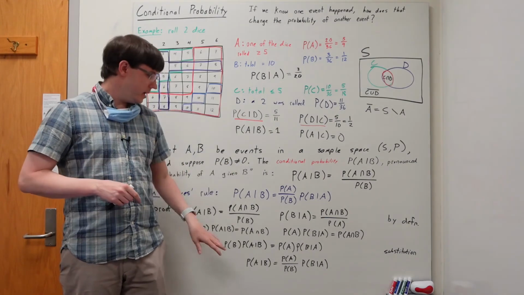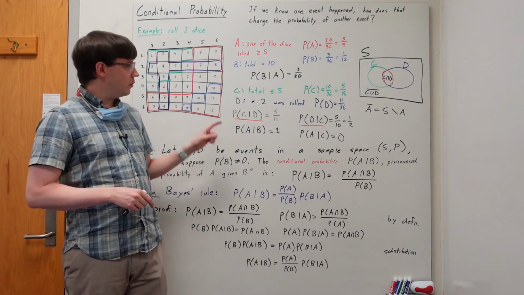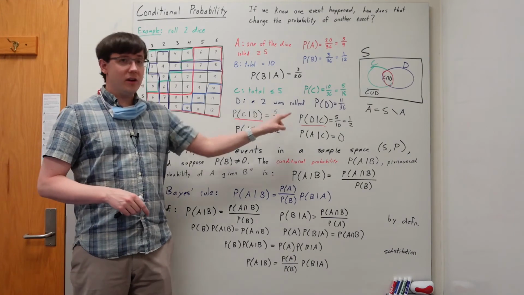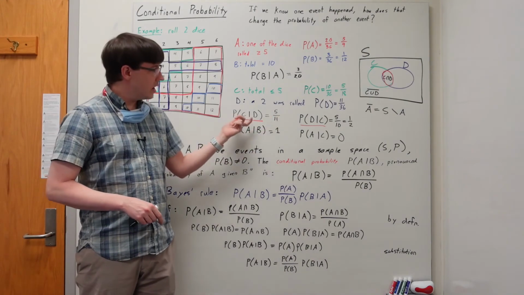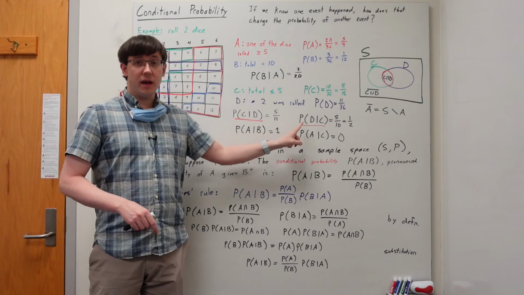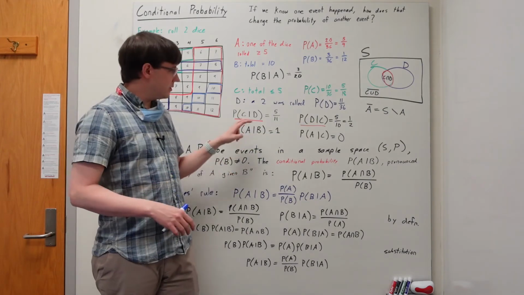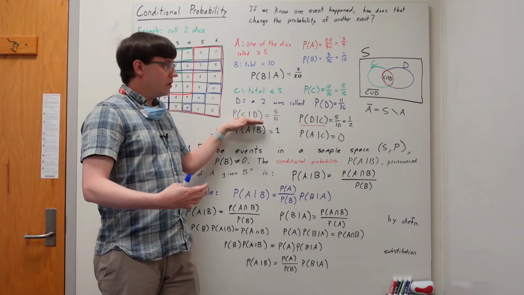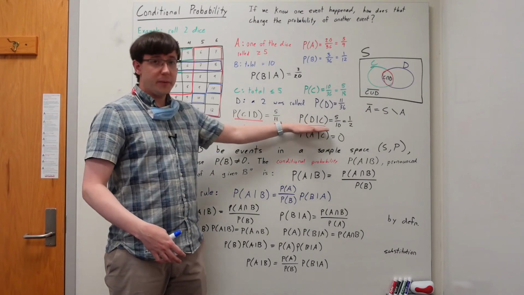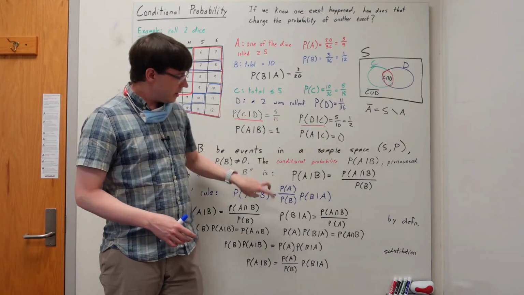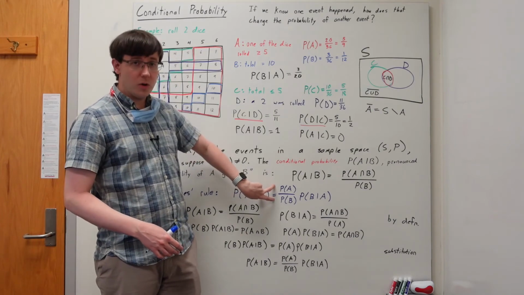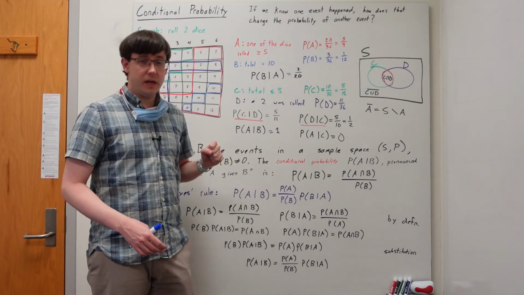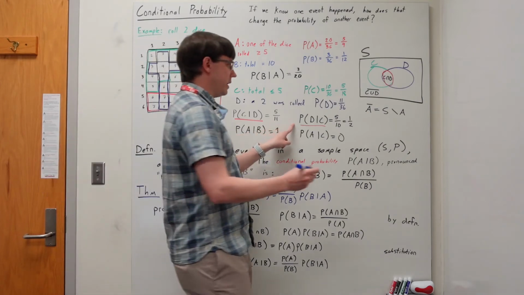Before we move on, let's use Bayes' rule to verify our conditional probability calculations for C given D and D given C. Bayes' rule says that the probability of C given D should be equal to the probability of D given C times the ratio of C over D. So let's check our arithmetic.